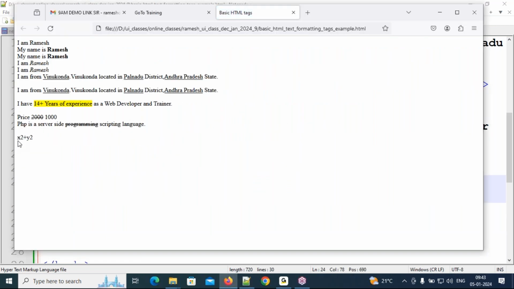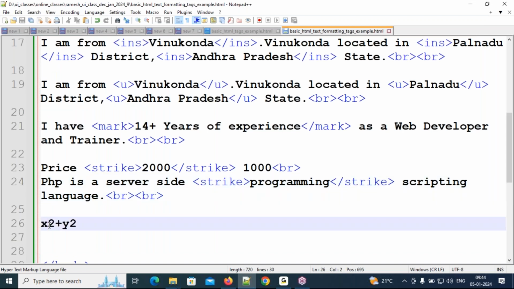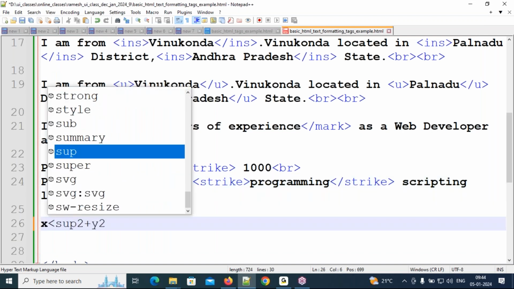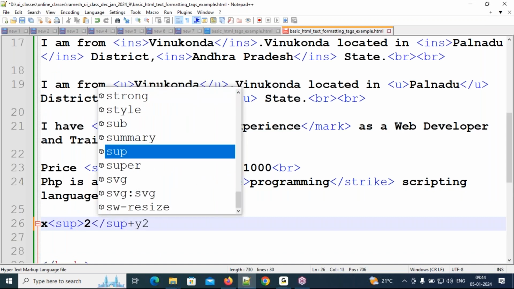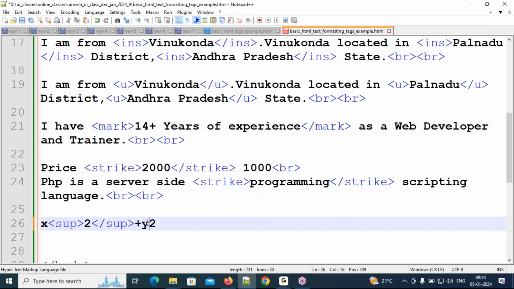Why? Because this 2 is coming side by side to the x. This is not the correct way. It should come as a superscript of the x, that means on top of the x or y, on top of the letter. Then only they will call it square, cube, something like that. So how can I do it? SUP. What is it, everybody? SUP stands for superscript.